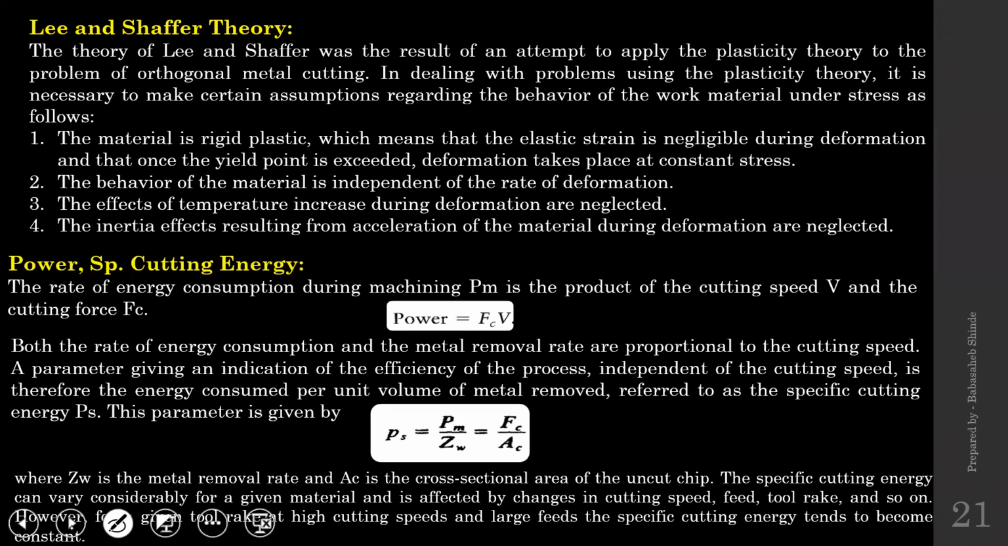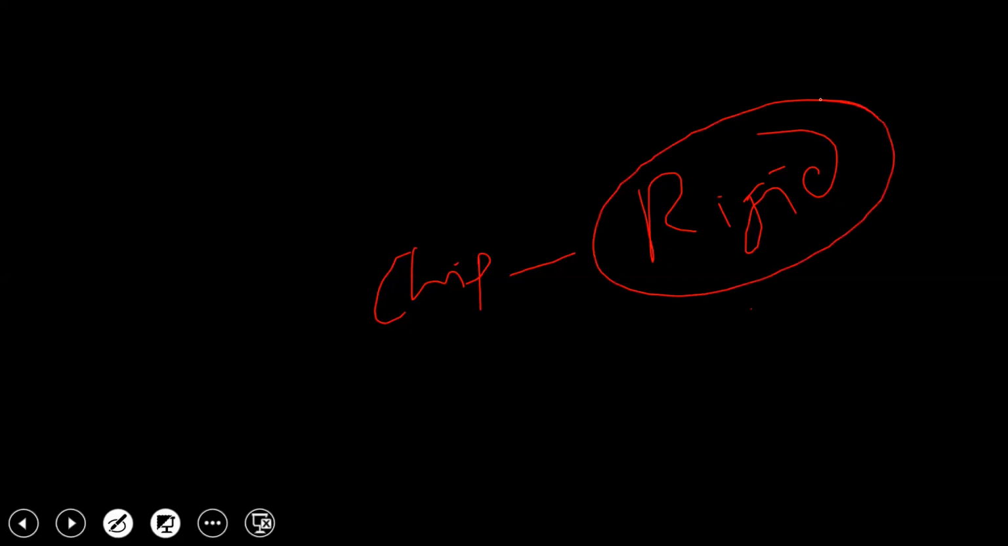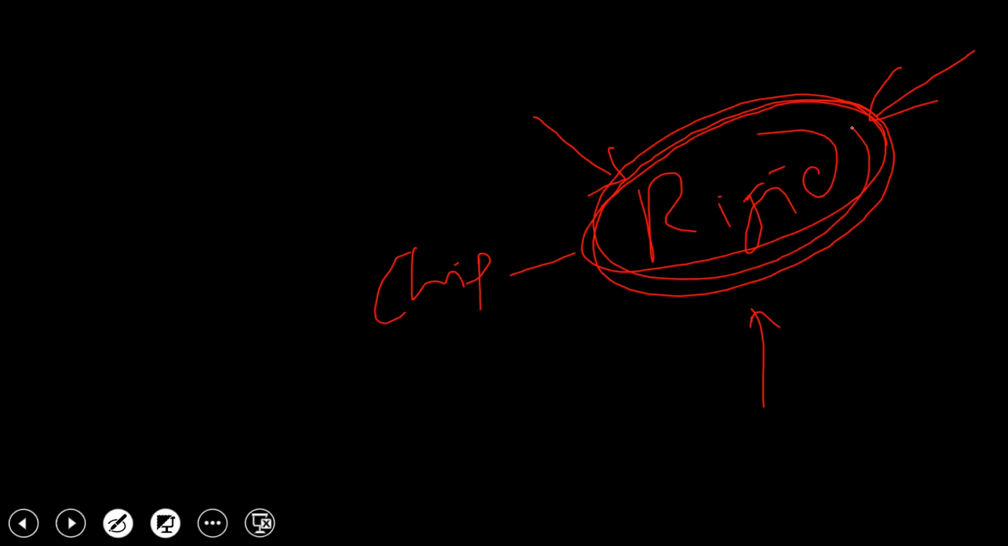Next, Lee Shaffer theory. The Merchant theory, and another theory that we are going to take a look at, in short, is the Lee Shaffer theory. Now, while taking a look at Merchant theory, one assumption that we made was the chip was considered to be a rigid body that is held in equilibrium against all the forces acting or generated during the metal cutting. Okay, so chip was considered to be a rigid body.